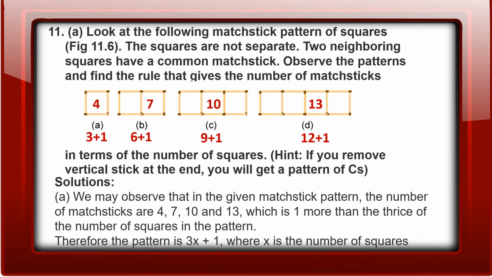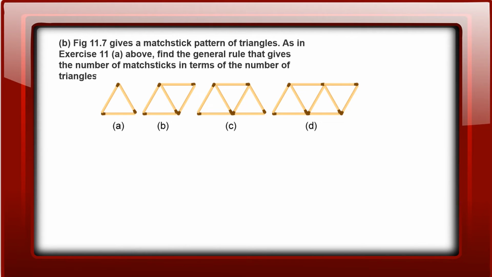So we have one more question in this. It's also very easy. Let's see. Here, first let us count how many mastics are there. Here, first one 3, second one 5, third one 7, fourth one 9. So here also, if you remove 1, we'll get 2 plus 1, then 4 plus 1, then 6 plus 1 and 8 plus 1.